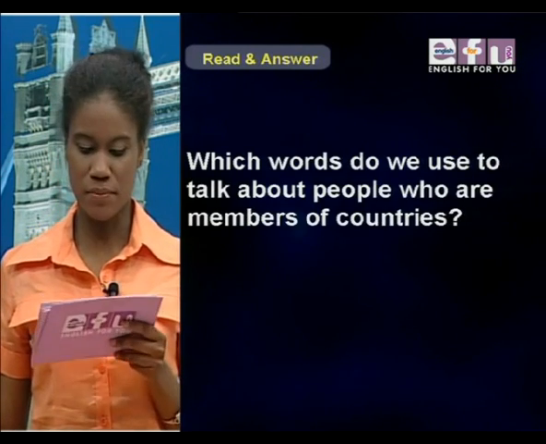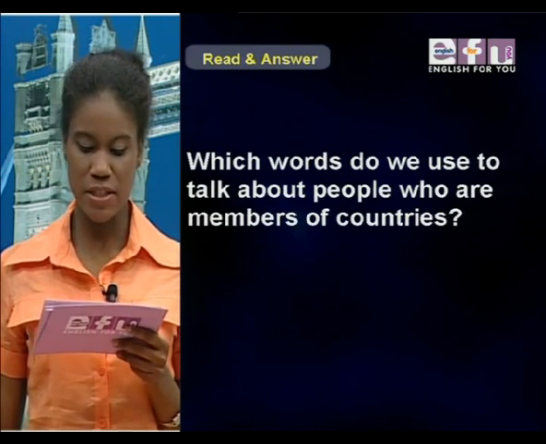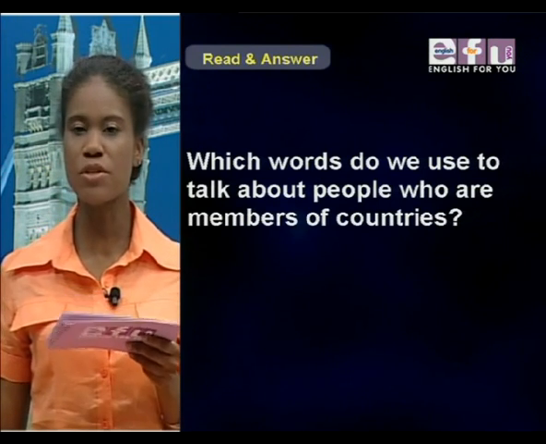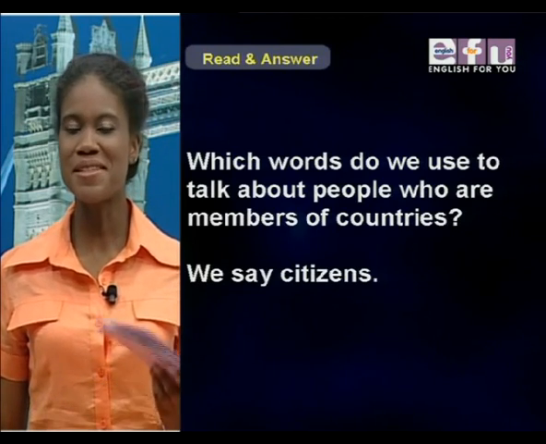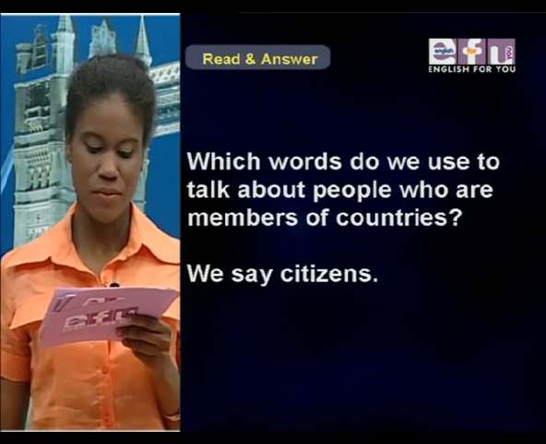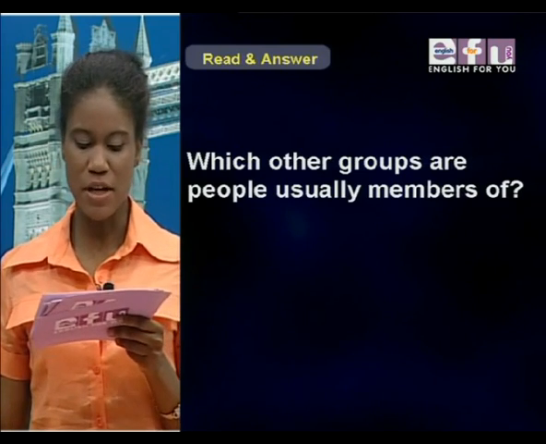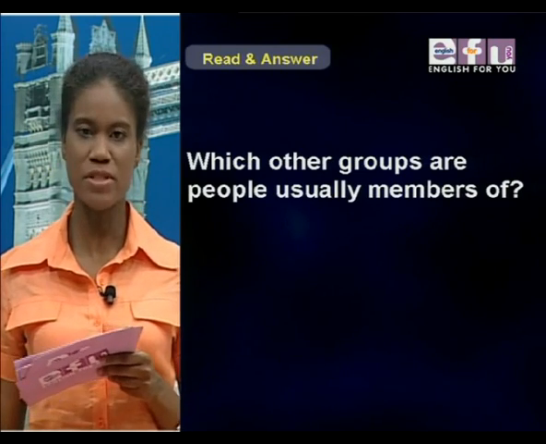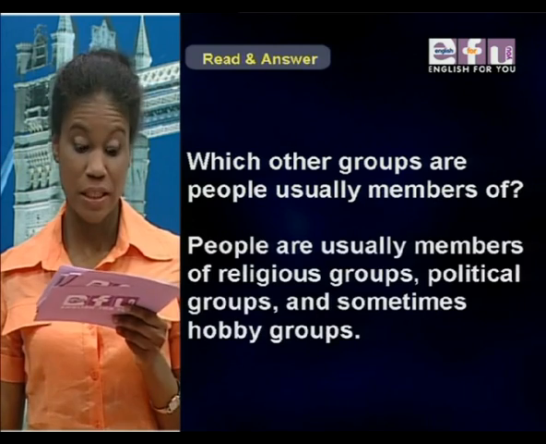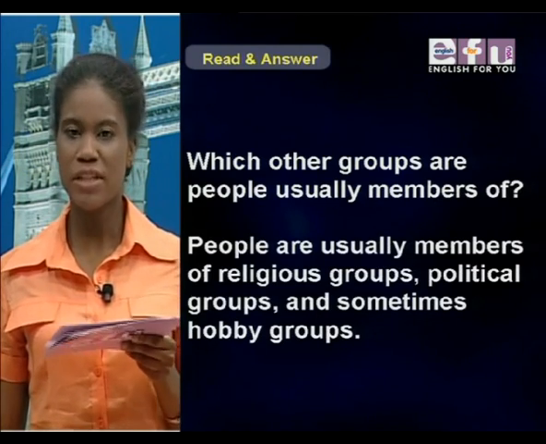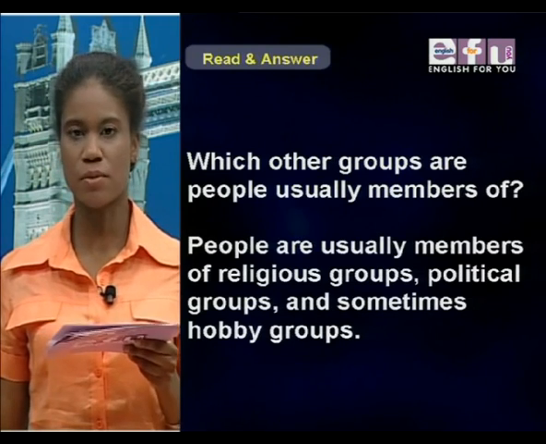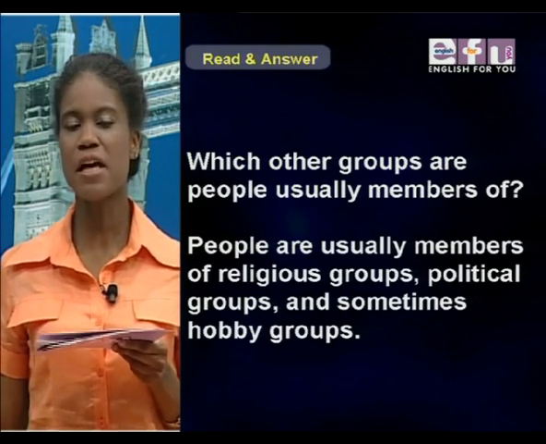Which words do we use to talk about people who are members of countries? We say citizens. Which other groups are people usually members of? People are usually members of religious groups, political groups, and sometimes hobby groups.